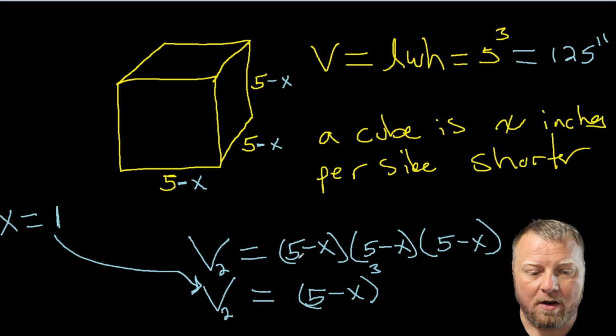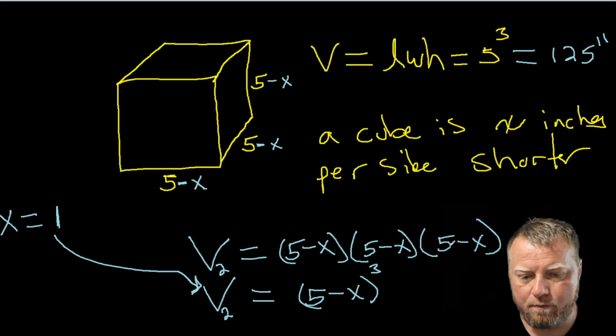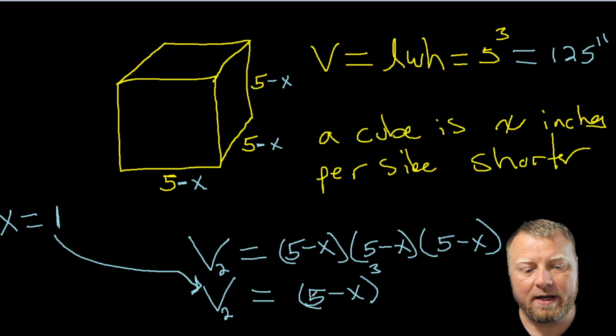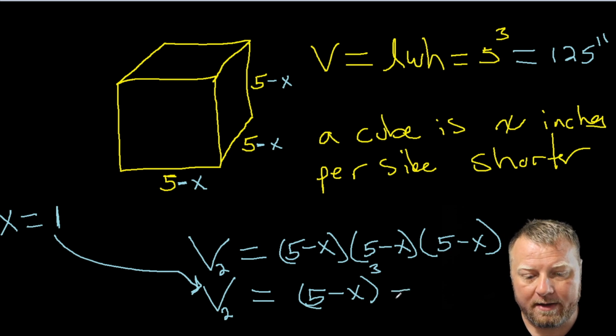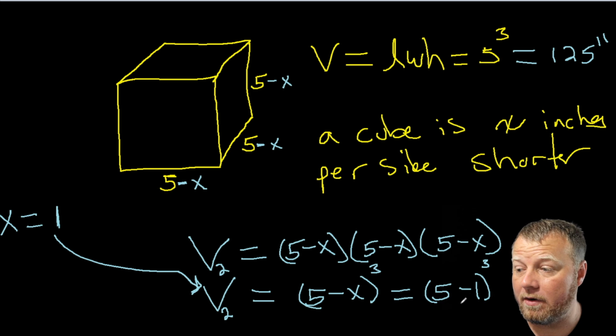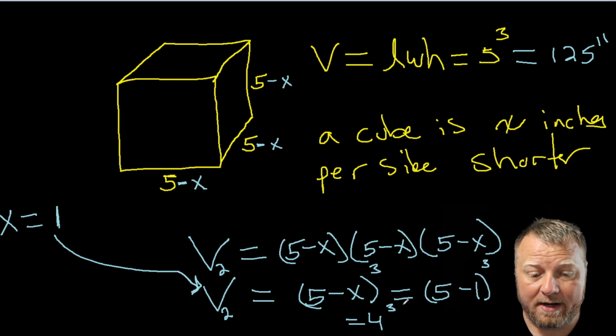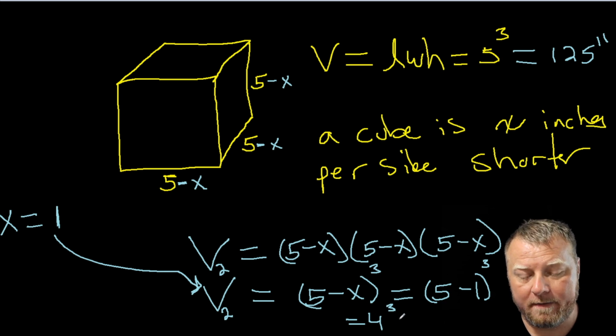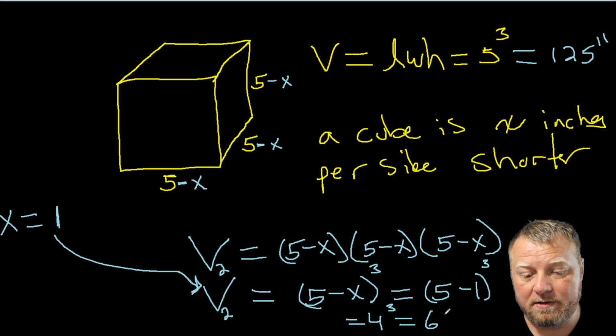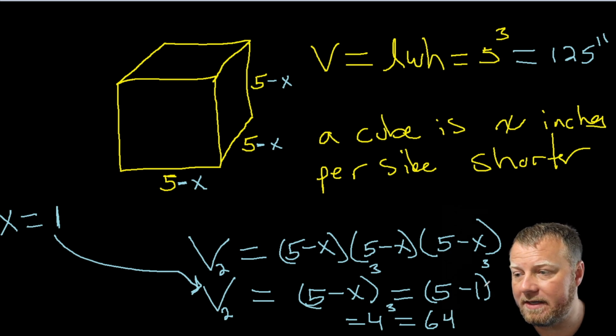Down here, instead of doing all this math out, this crazy math expression, instead of expanding it out, we can just plug in that 1 and say 5 minus 1, cubed. 5 minus 1 is 4. So it equals 4 cubed. We can get rid of the parentheses because it's only a single term, 4, and 4 cubed is equal to 64. And that's it. That's how easy this is.